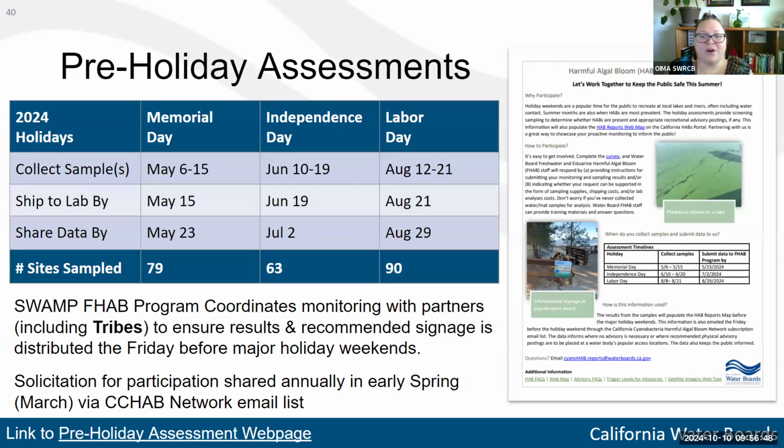Pre-holiday assessments involve sampling at popular water bodies prior to major holiday weekends shown on the slide, and working with water body managers and the counties to determine the most appropriate signage to inform visitors of potential HABs. Just like our partner monitoring program, our SWAMP FHAB program coordinators coordinate monitoring with our partners, including tribes, and a solicitation for participation into this program is sent out every year around March through the CCHAB network email list.